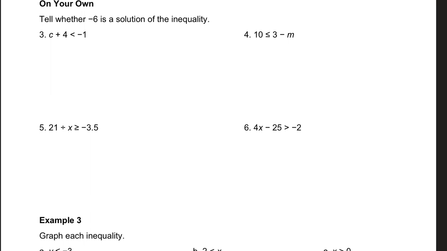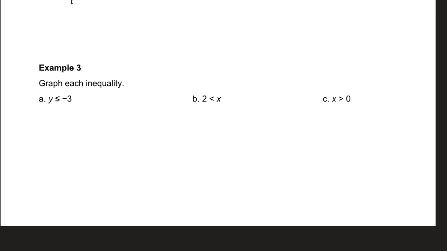Now that you're back from trying those, number 3 is a yes, number 4 is a no, number 5 is a yes, and number 6 is a no. If you have any questions on those, feel free to reach out to me individually in person, and I'd love to help you with those. Let's move on to example number 3.